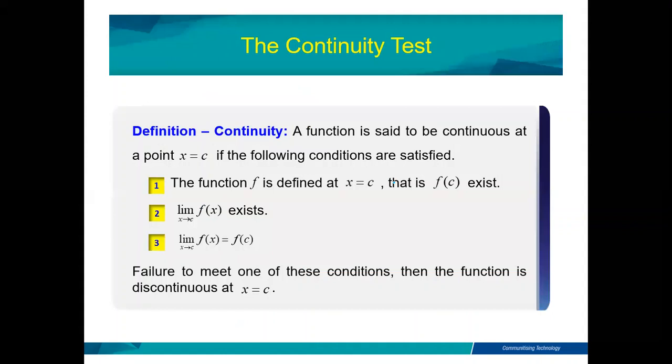So it is discontinuous. And actually, how do we determine whether the function is continuous or discontinuous? We have a test. We call it the continuity test. So what is continuity? A function is said to be continuous at point x is equal to c if the following conditions are satisfied. We have 3 conditions for the continuity test.